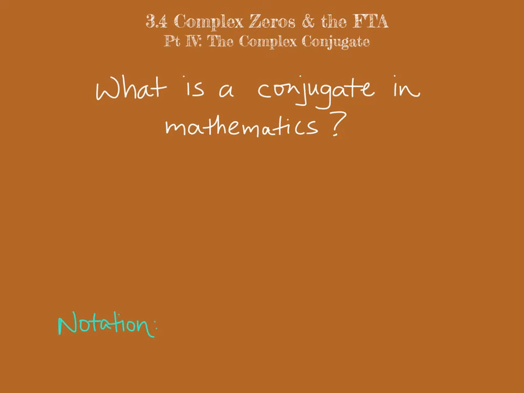Welcome to part 4 of section 3.4, where we will talk about the complex conjugate and find them. In general, a conjugate in mathematics of a binomial is when you just flip the inside sign. So instead of 7 plus x, it would be 7 minus x. And then a complex conjugate is when we have the same real part but the opposite imaginary part.